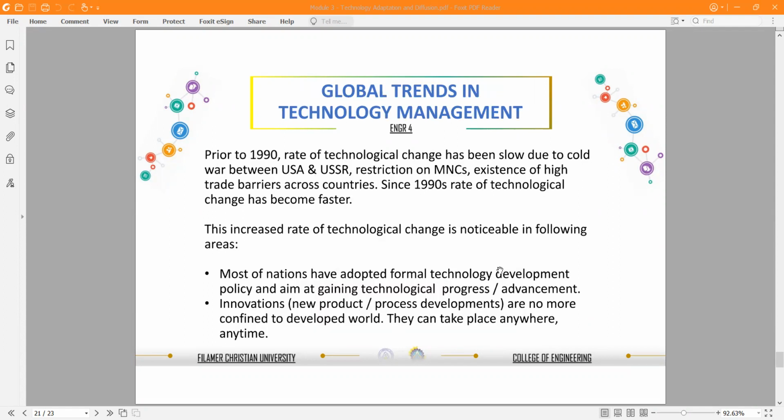So prior to 1990s, these are the global trends in technology management. Prior to 1990, the rate of technological change had been slow due to the Cold War between the USA and the USSR, with restrictions on MNCs and the existence of barriers across countries.